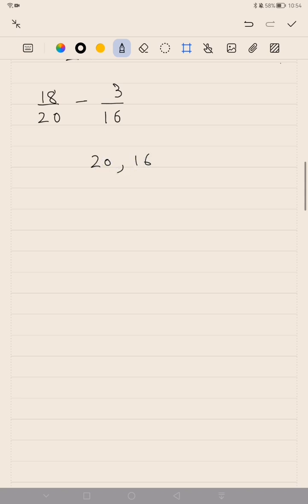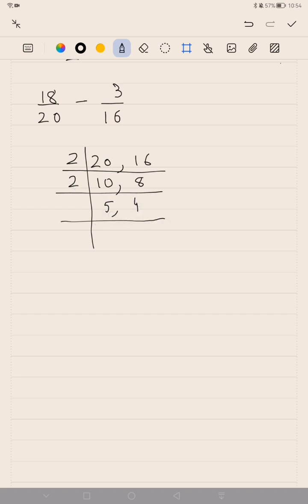20 and 16, they both are even numbers. I will use the prime factor 2. 2 10s are 20, 2 8s are 16. Again 10 and 8 are even numbers. I will use the prime factor 2. 2 5s are 10, 2 4s are 8. Now 5 and 4 do not have a common factor, but I am going to cater to the even number first. 5 will come down as it is. 2 2s are 4. Again 5 and 2 do not have a common factor.